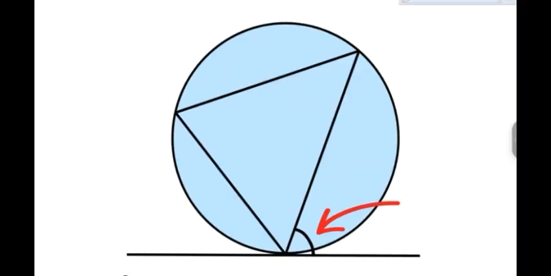If we draw a tangent, the angle between the tangent and the chord through the point of contact of the tangent is equal to the angle formed by the chord and the alternate segment. Now this one's a bit complicated, but I think if you look at the diagram, you'll understand how it works.